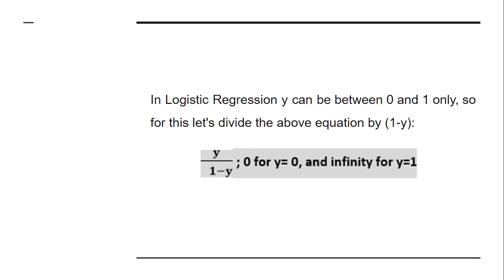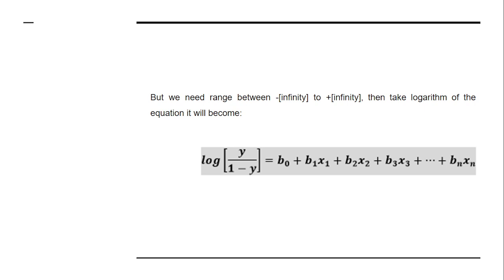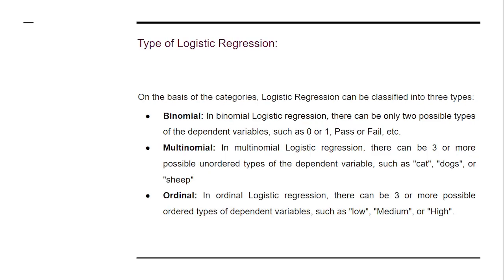For this, we divide y by 1 minus y. You see, if y is equal to 0, then 0 divided by something is equal to 0. If y is equal to 1, then something divided by 0 becomes infinity. So it varies between 0 and infinity. Clear? Similarly, if you take the logarithm of y divided by 1 minus y, which is represented by the equation b0 plus b1x plus b2x2 plus b3x3 and so on, it varies between minus infinity and plus infinity, right?